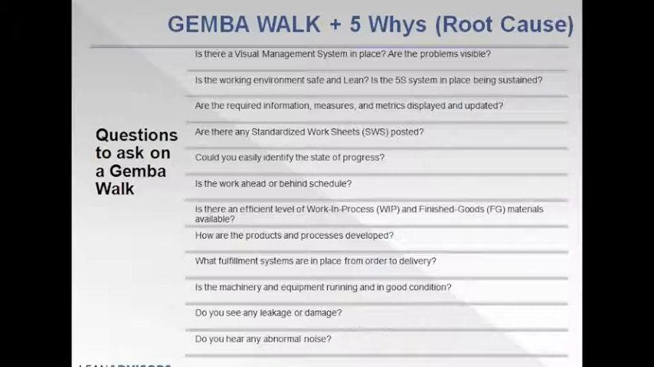So, how are our products and processes developed? That's talking to respect for people. Where are we going with the people? What are we doing to help them and get to some of the areas that are going on?